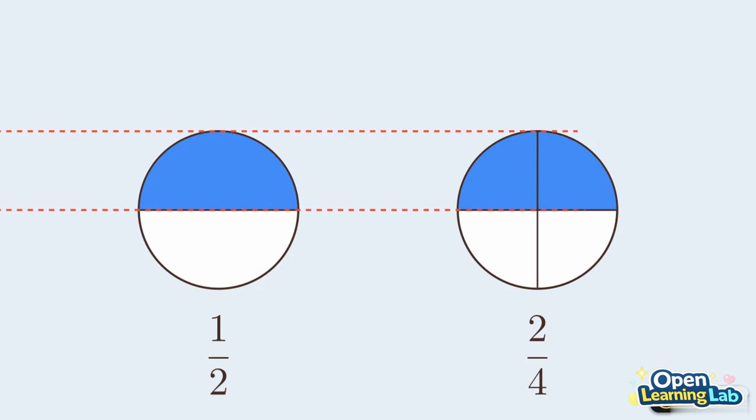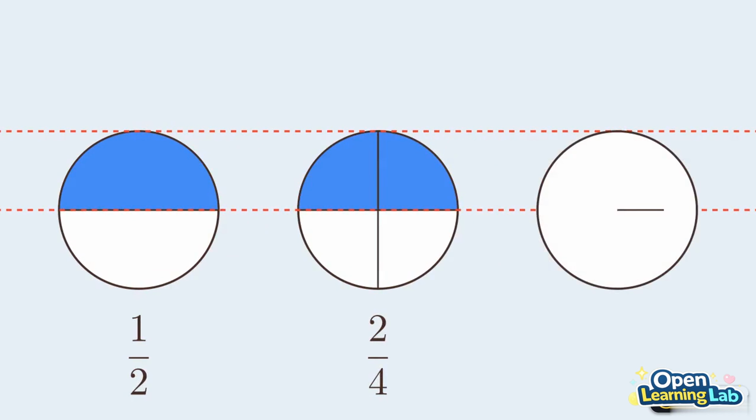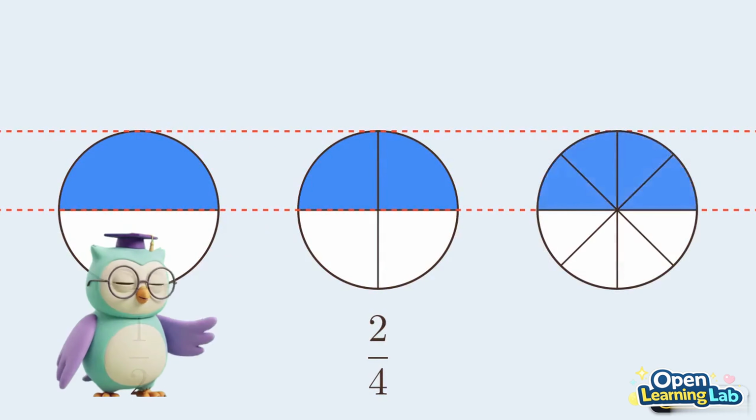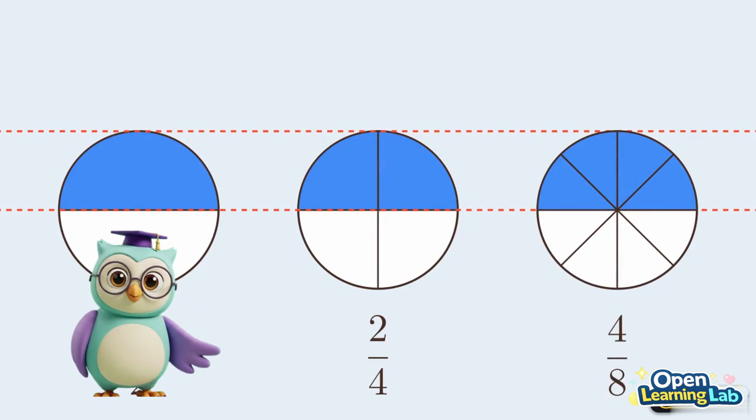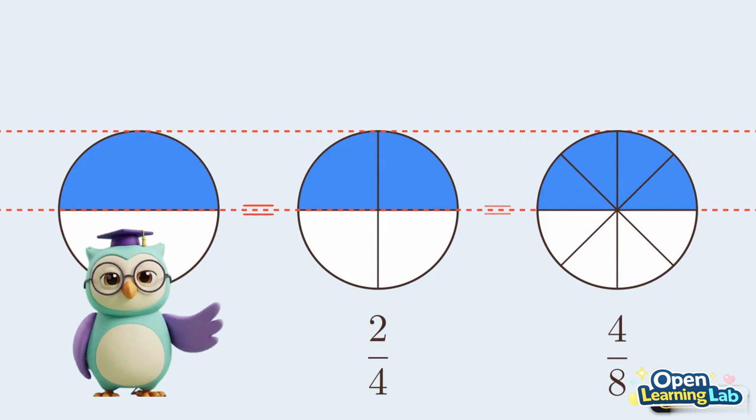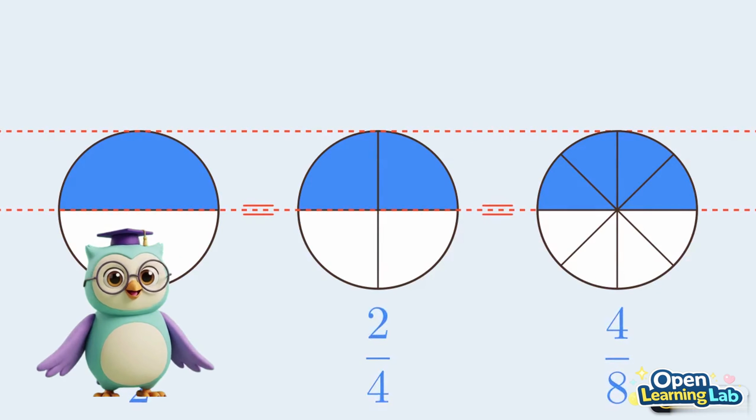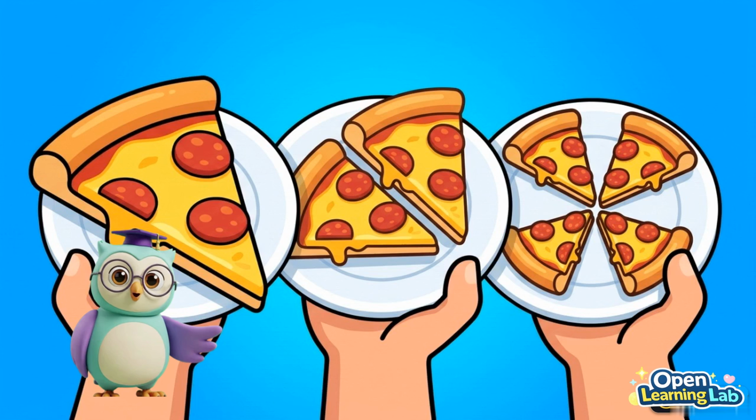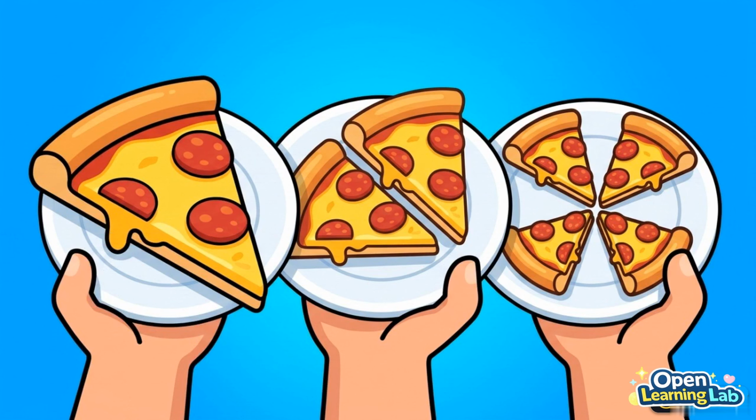The total area is identical. Even if a pizza is cut into 8 pieces, eating 4 is the same amount. 4/8, 2/4, and 1/2 all equal the exact same thing. This shows that the total amount you have is what matters, regardless of how many times it was sliced.